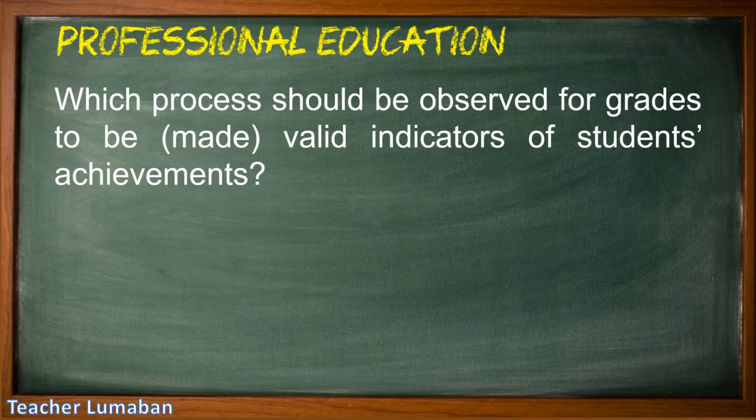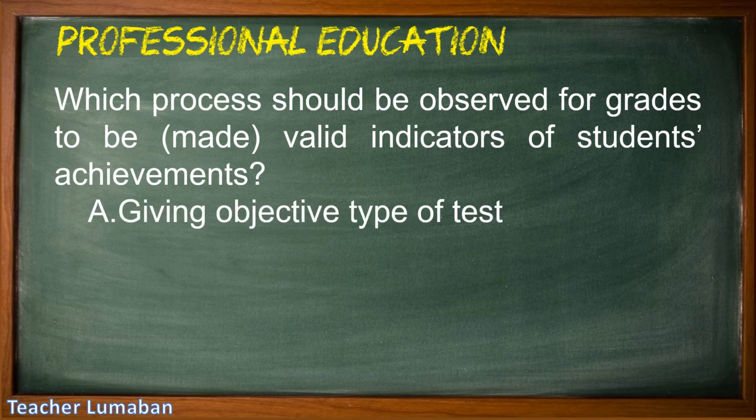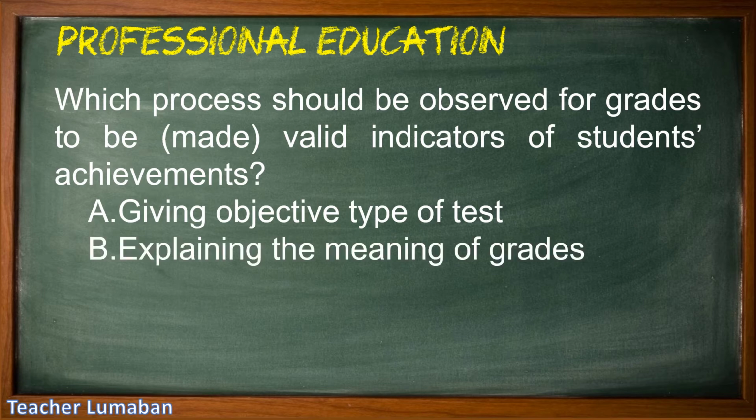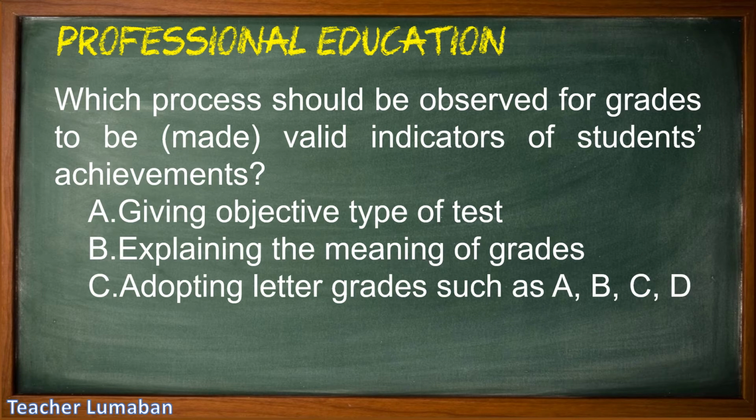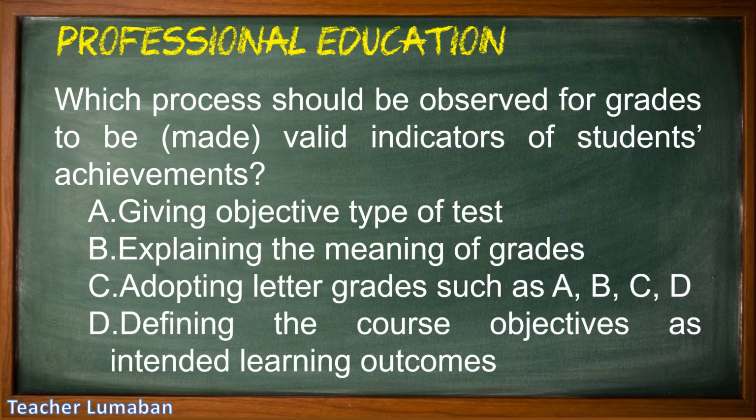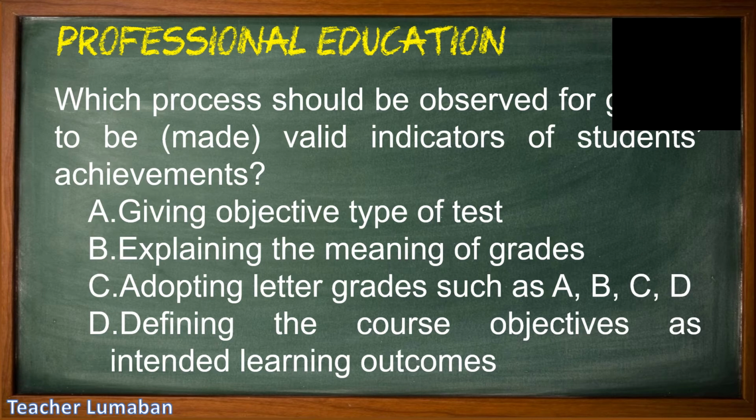Which process should be observed for grades to be made valid indicators of students' achievements? Letter A, giving objective type of test. Letter B, explaining the meaning of grades. Letter C, adopting letter grades such as A, B, C, D. Letter D, defining the course objectives as intended learning outcomes. Choose the suitable answer to the following choices in 5 seconds.